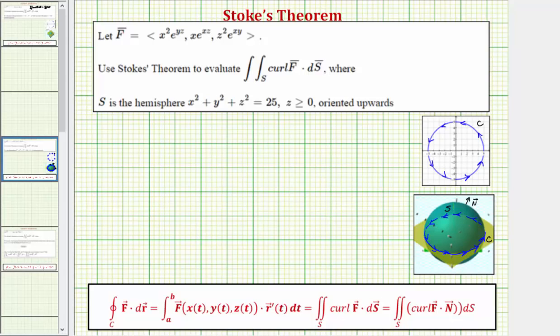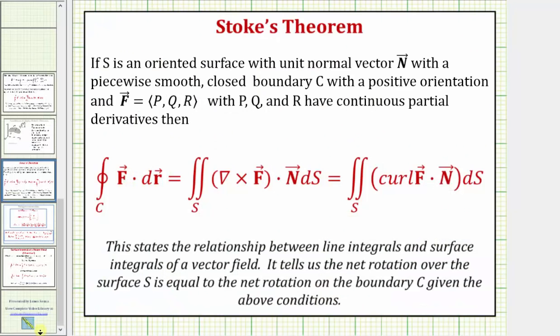Welcome to an example on how to use Stoke's theorem to evaluate a surface integral. We're given the vector field F and asked to use Stoke's theorem to evaluate the double integral over the surface S of the curl of F dot differential S, and this surface integral is often expressed in this form here, which is equivalent. Here the surface S is the hemisphere x squared plus y squared plus z squared equals 25, where z is greater than or equal to 0 and it's oriented upwards.